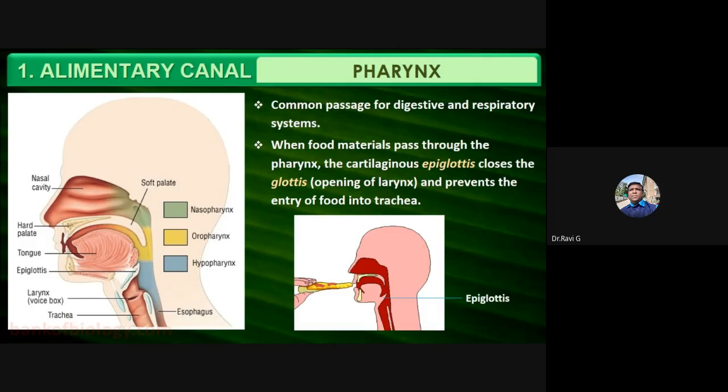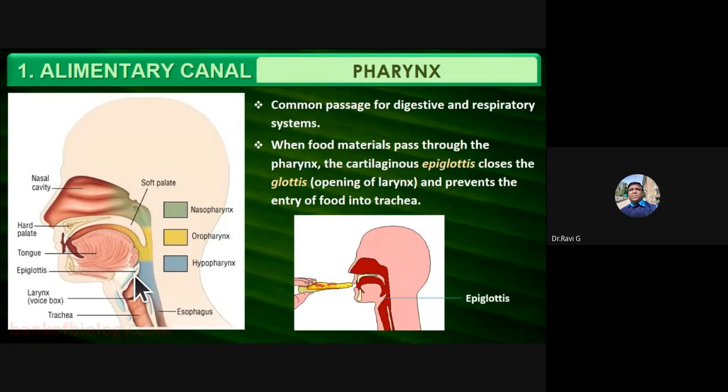Next, we'll proceed to the pharynx, the common passage for the digestive and respiratory systems. Here you can notice the colors they have given. The pharynx is differentiated into different regions: nasopharynx, that is the nasal tract; oropharynx, that is the mouth part; and hypopharynx. This is the common opening that we have here. There is the larynx or voice box, with a common opening, that is the glottis. Then this is the esophagus, and the food passes through the esophagus.